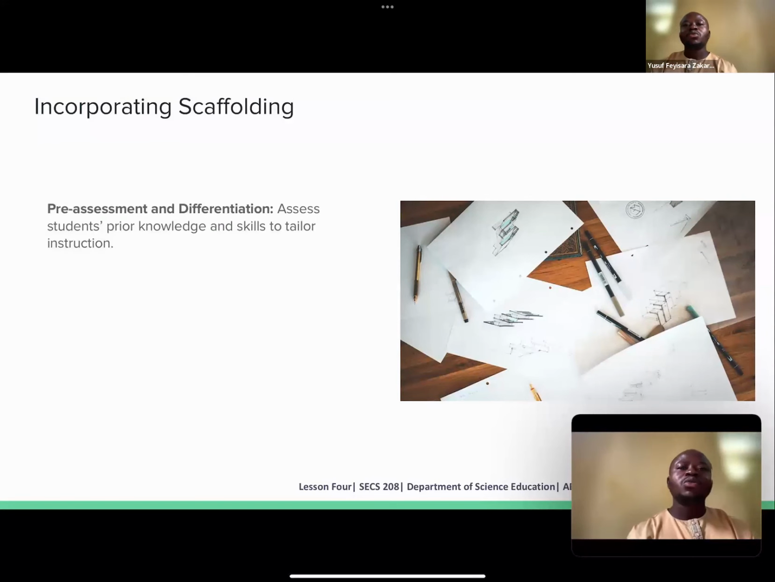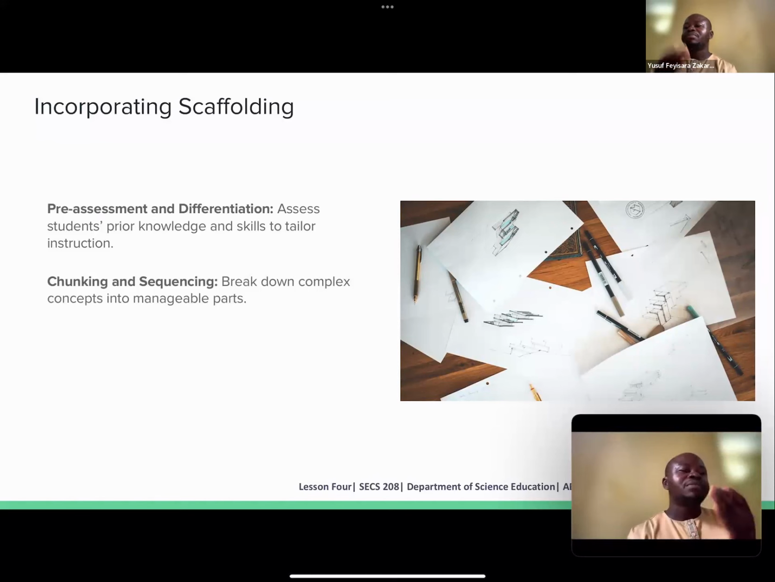Another way through which you can incorporate scaffolding is pre-assessment and differentiation. You can assess students' prior knowledge and skills and tailor your instruction appropriately. You can break your content into chunks, into small units, just like we have lesson 1, lesson 2, lesson 3 in our course. You can see we treat lesson 1 for 2 weeks before we introduce lesson 2. That allows you 2 weeks to digest the content in lesson 1. That's why in my course, I don't do crash lessons. I hate it. Where the whole semester course is taught in 4 weeks, that is nonsense, because it will not give you the time to assimilate the previous knowledge before coming to the new one.